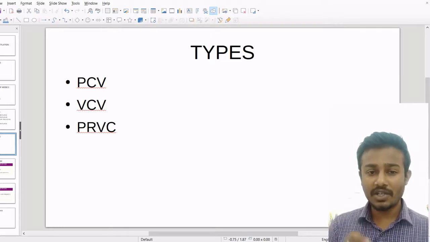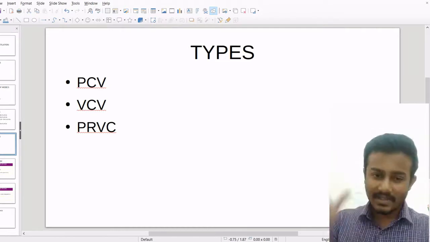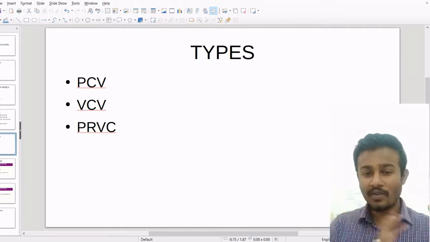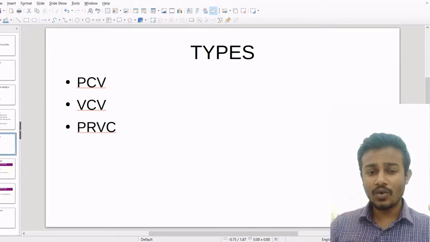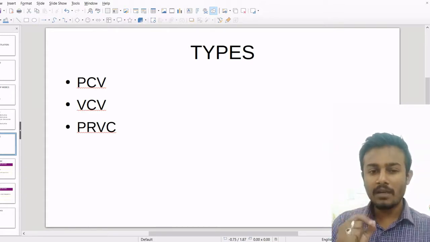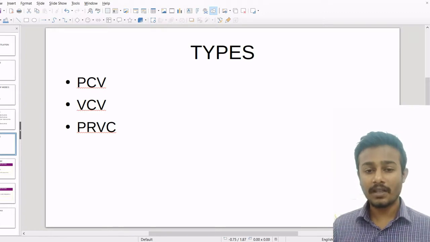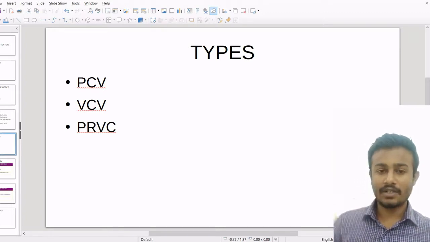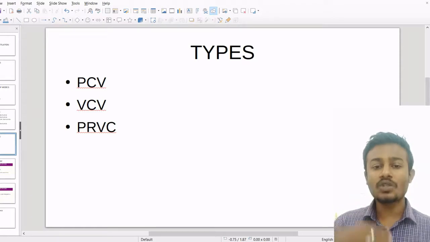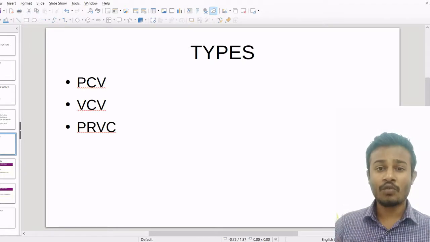And PRVC, pressure regulated volume control. It's a dual type where you're setting the volume as the control, so the volume will not change. The volume will be forced in, but the pressure of the ventilator will vary to maintain the minimum possible airway pressure throughout the cycle. So depending upon the airway compliance, you're going to vary the pressure of the ventilator so that the minimum possible airway pressure is maintained and you still deliver the amount of volume which you wanted to deliver.